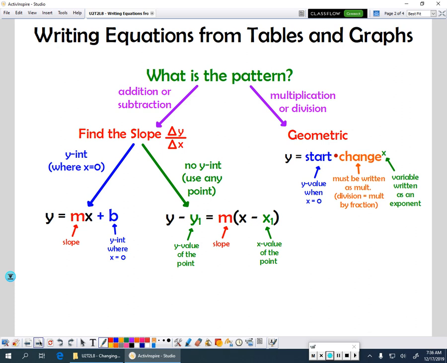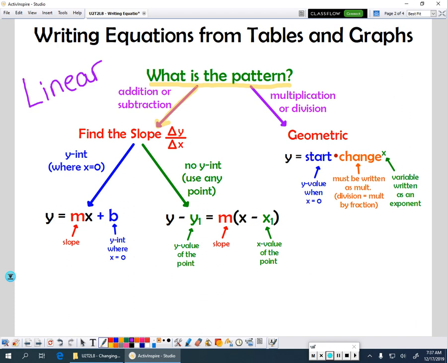So this first part of this flip chart is kind of the thinking process that you want to go through. Okay, so we're going to go through this first and then we'll apply it to a table. So the first thing you have to decide is, what's the pattern you're looking at? If you've got an addition or subtraction pattern, you're going to follow this pathway over here. Because remember, addition and subtraction patterns, those arithmetic sequences, those are going to be linear. And linear equations can be written in either slope-intercept form or point-slope form.